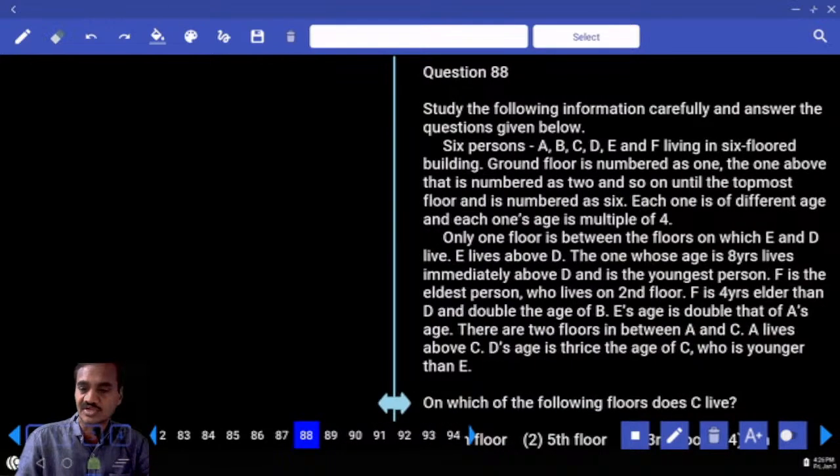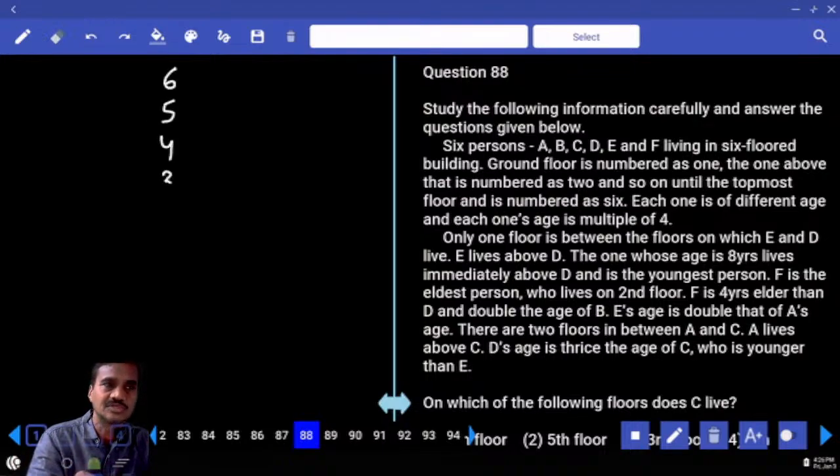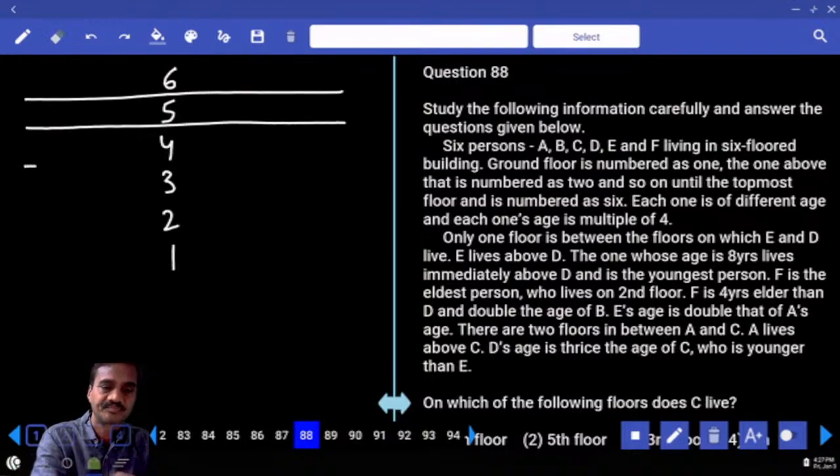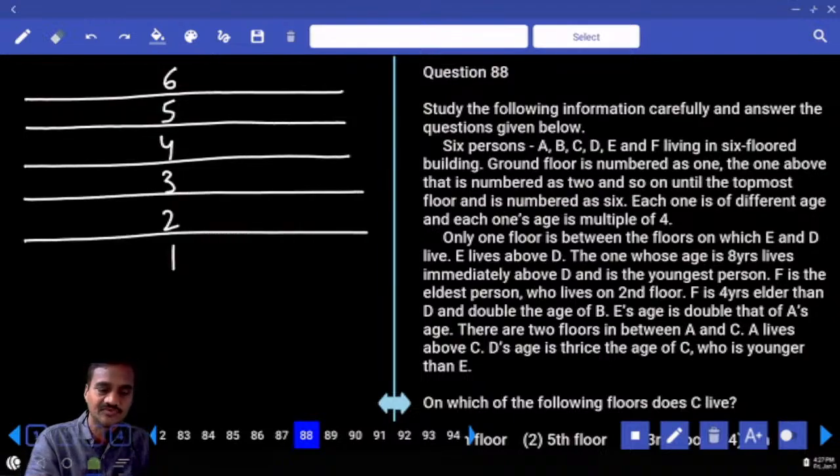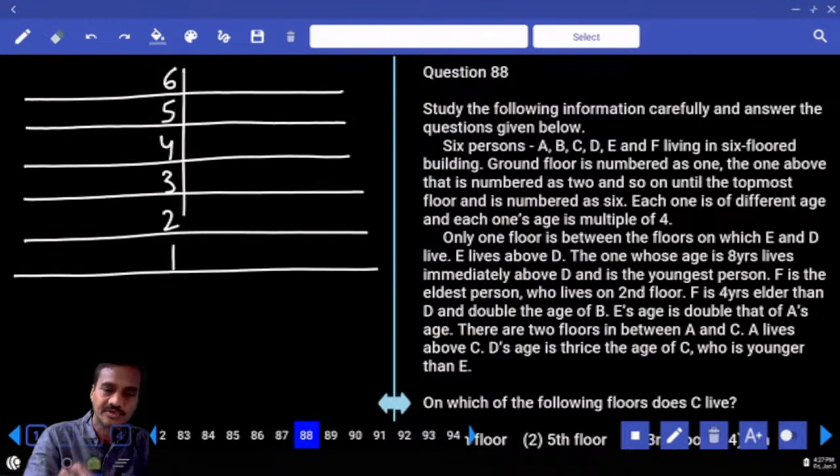Then let us start with this 88 to 92. And how many persons are there? 6 persons. Now these 6 persons are staying in 6 different floors. And what are the floors we have? 6, 5, 4, 3, 2 and 1. 6 persons stay on 6 different floors of a building. Floor number 1 to 6.